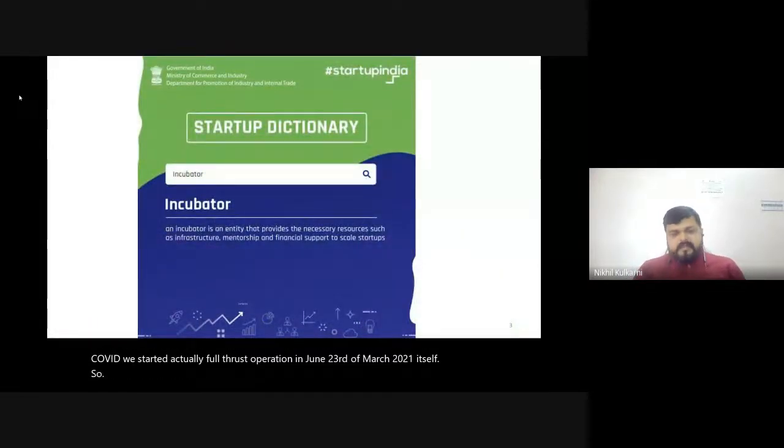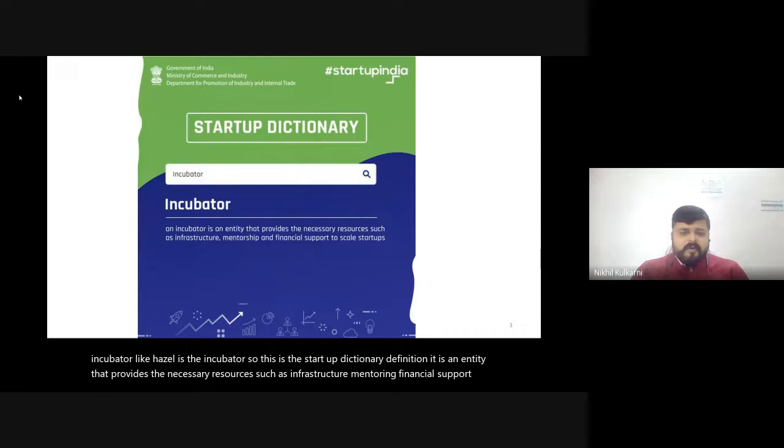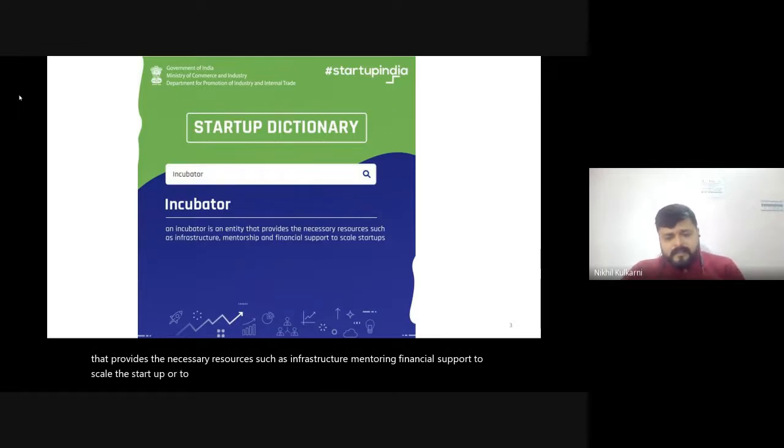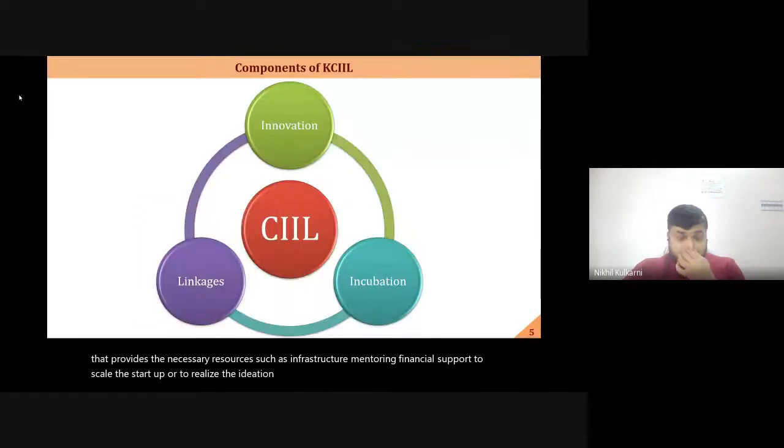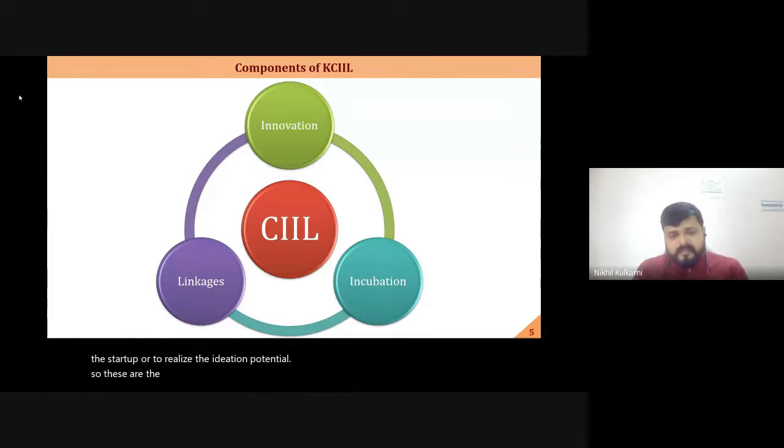An incubator, like KCIIL is an incubator. This is the startup dictionary definition: it is an entity that provides the necessary resources such as infrastructure, mentoring, and financial support to scale the startup or to realize the ideation potential. So these are the major components, the major pillars of KCIIL.